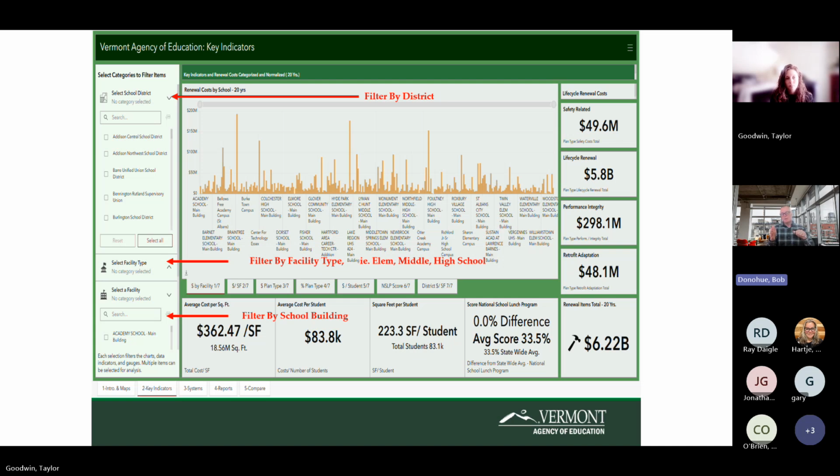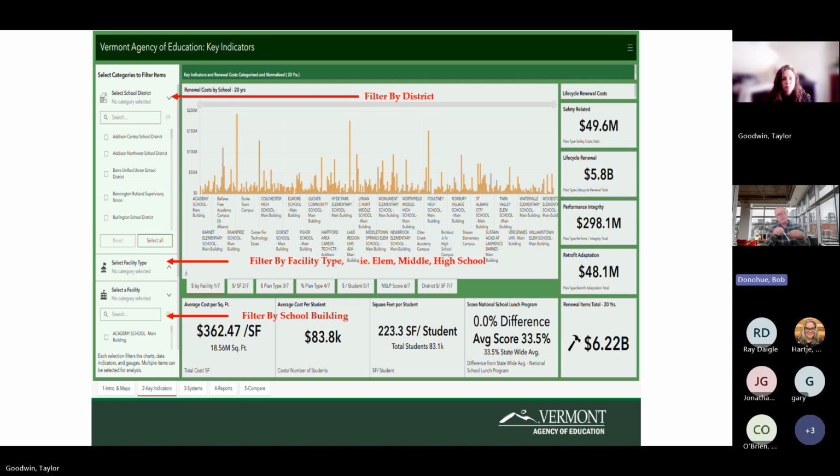And these life cycle renewal costs are what they project out for the 20 years going forward. So that 6.22 billion is what the total costs over 20 years of their facilities assessment shows the state obligation would be if we were to expend the money at the pace every year that this facilities assessment study calls for. And it's broken up by the different categories that you see on that column.